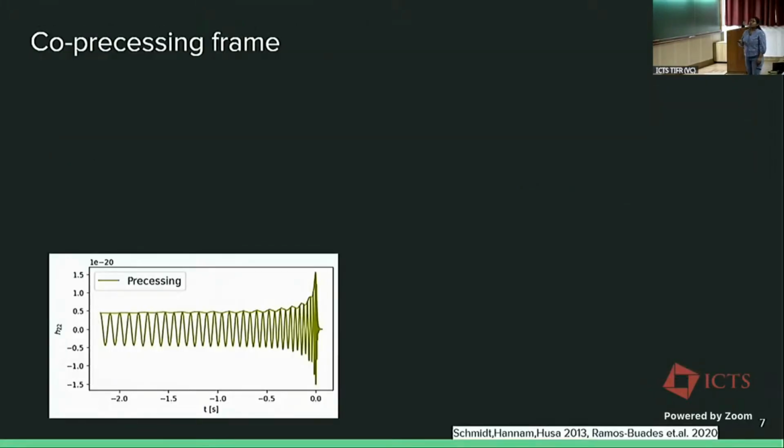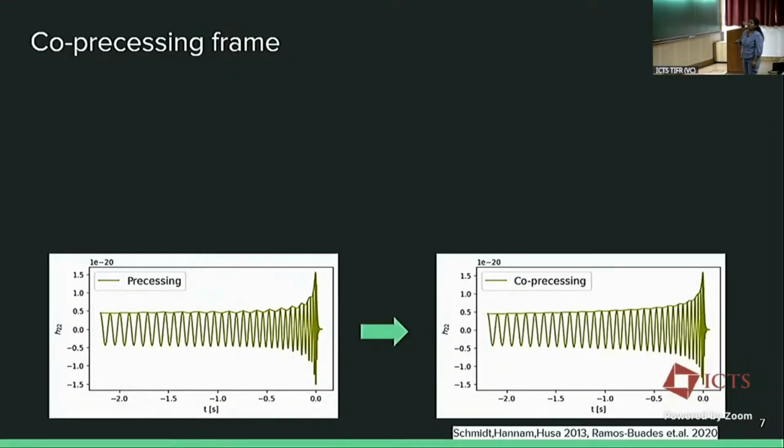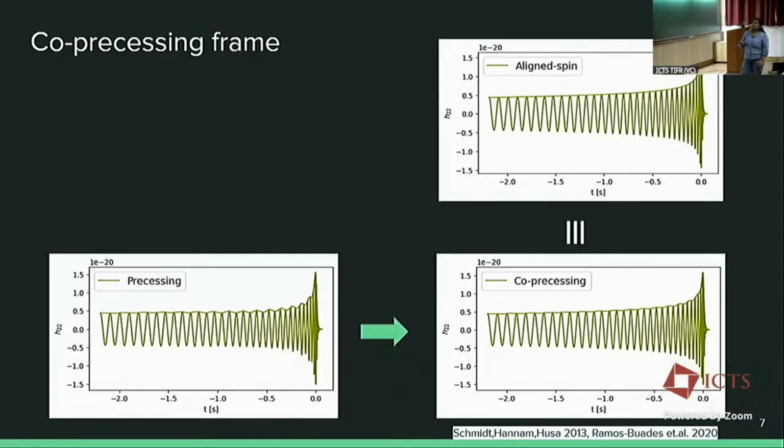So what we do is we take a precessing system and transform it into a co-precessing frame. A co-precessing frame is a non-inertial frame which tracks the precession of the orbit. So essentially in that frame, the waveform looks like a non-precessing waveform. There are different definitions of the co-precessing frame, different ways we can track the precession of the orbit, but eventually, if you see the waveform I took, a precessing waveform, there is this highly modulated amplitude, but when you transform it to the co-precessing frame, you see it becomes less time-varying.